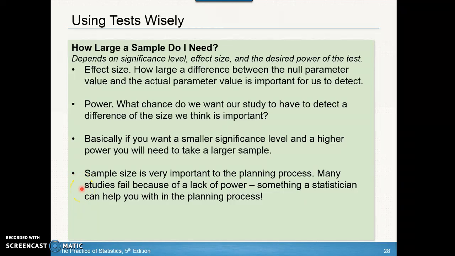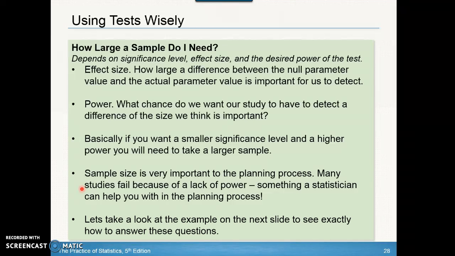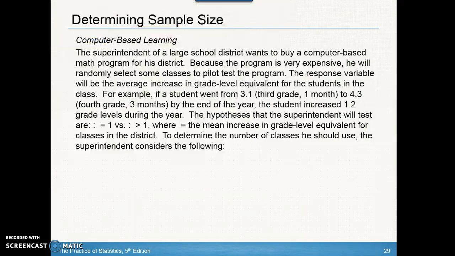Many studies fail because they have a lack of power, and this is something you as a statistician can help out with in the planning process. Let's just take a look at an example on the next slide and see exactly how to answer these questions. So the superintendent of a large school district wants to buy a computer-based math program for his district. Because the program is very expensive, he'll randomly select some classes to pilot test the program.